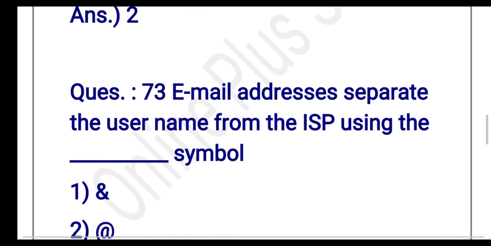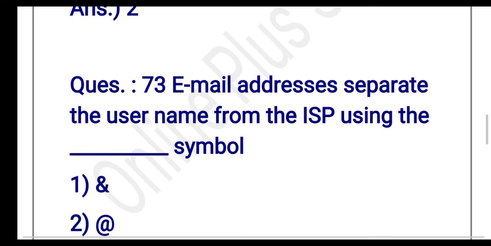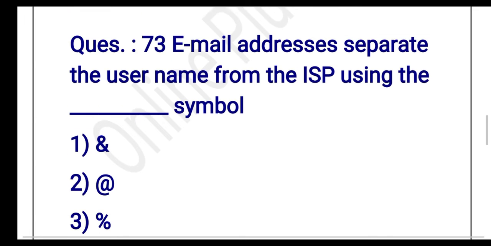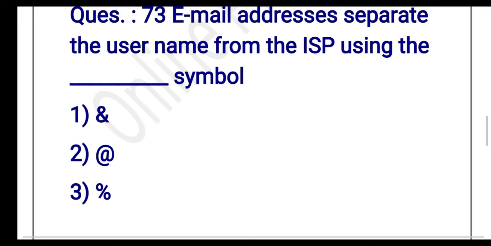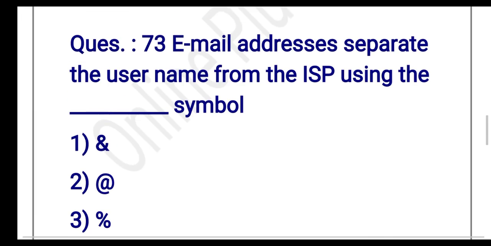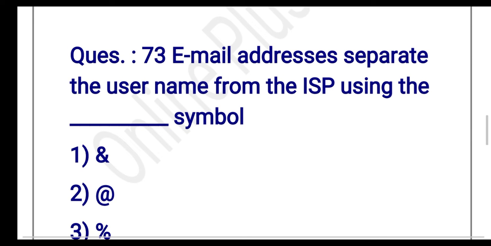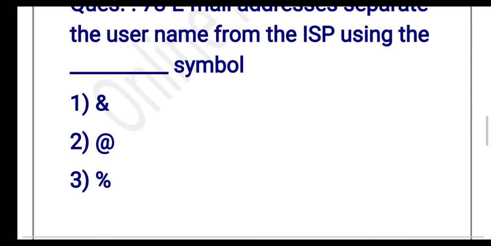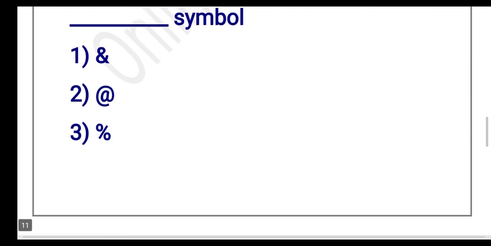The 73rd question is, email addresses separate the username from the ISP using the dash symbol: at the rate, percentage, multiplication, and none of these. So what is its answer? Please comment. Its answer is option number 2, at the rate.